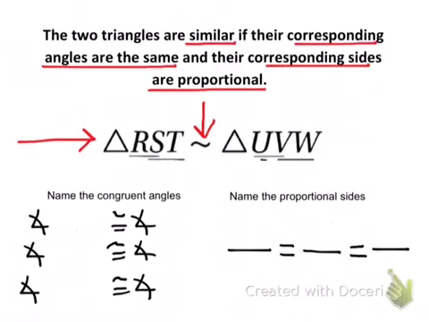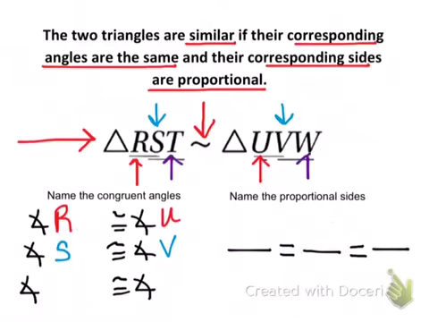So if I start with the first vertex in each triangle, then I know that those are angles that need to be congruent. So I would put my pre-image first. Angle R is congruent to angle U. And then I would go with my second vertex, which would be S. So I would say angle S is congruent to the second one, angle V. And then I'd name my final and third vertex. I would say angle T has got to be congruent to angle W.